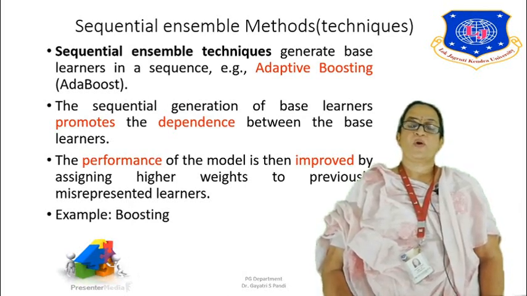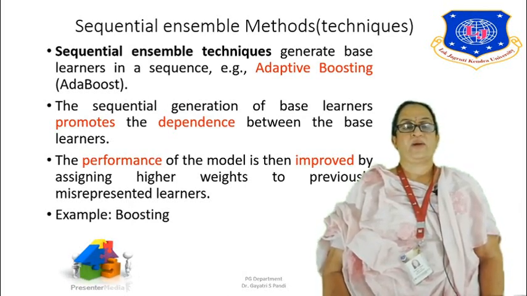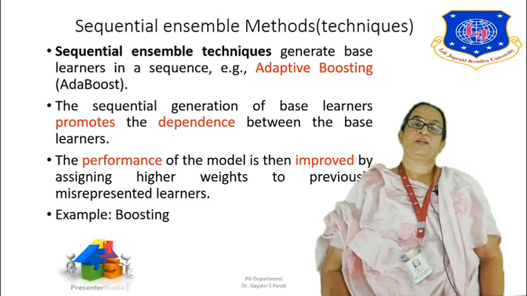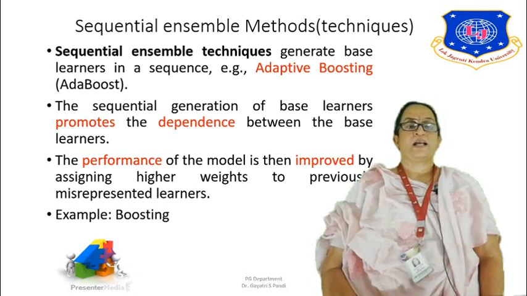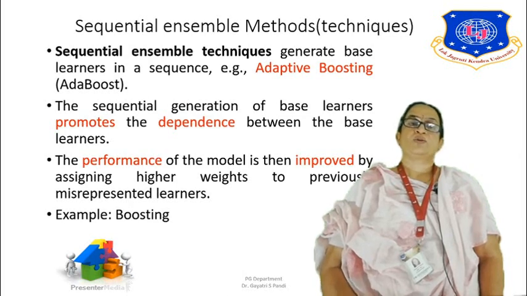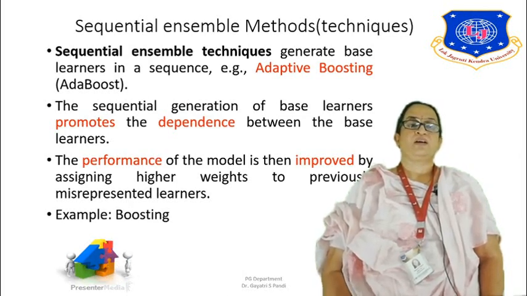The performance of the model is then improved by assigning higher weights to the previously misclassified learners. So here performance optimization can be done by assigning higher weights to the previously misclassified learners. Boosting is one of the best examples of sequential ensemble methods.